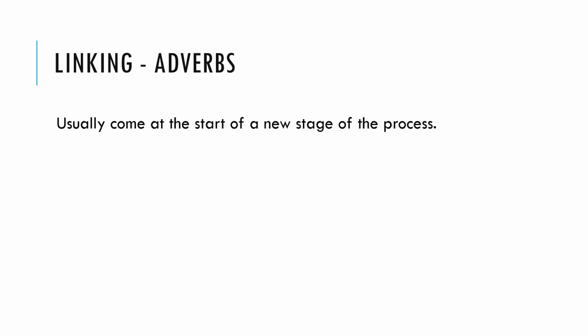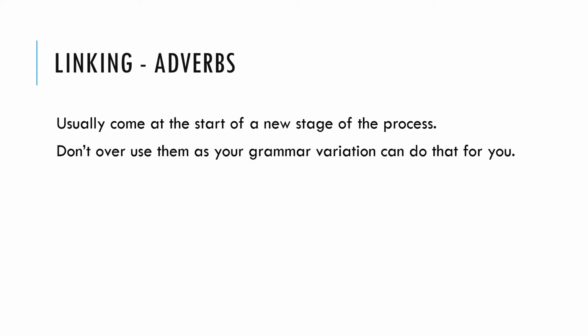So, looking at the adverbs, they usually come at the start of a new stage of the process, but they can also come at the new section of a process too. So if you've got a couple of stages put together in one sentence, you can use your linking adverbs at the start of that. However, don't overuse them, as grammar variation can help you with linking, but if you overuse too many adverbs, you can lose marks for coherence and cohesion because your writing becomes mechanical. That means that you will get about a band 5 for coherence and cohesion.